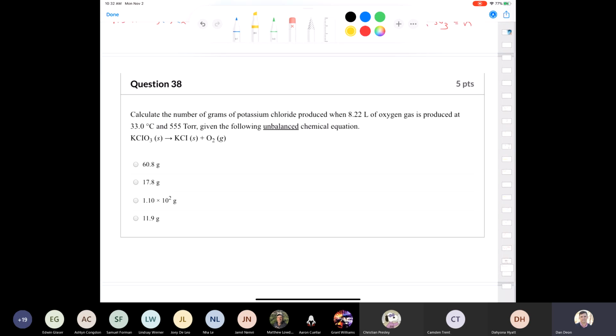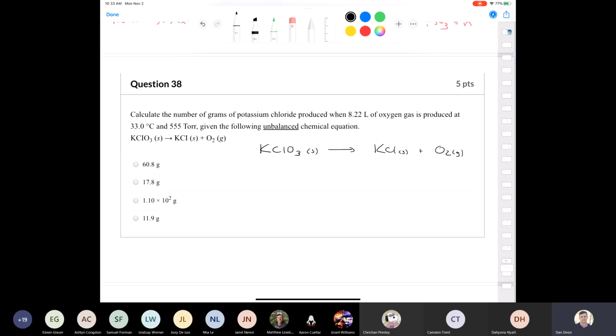So the first thing I need to do is balance this out. Why don't I rewrite it like this? I'll put potassium chlorate. And this is a reaction we looked at, didn't we? In one of the lectures it came up, I know it did. Plus oxygen. Remember, always balance the oxygen last because it's by itself. So I have two potassiums, I have one chlorine everywhere.